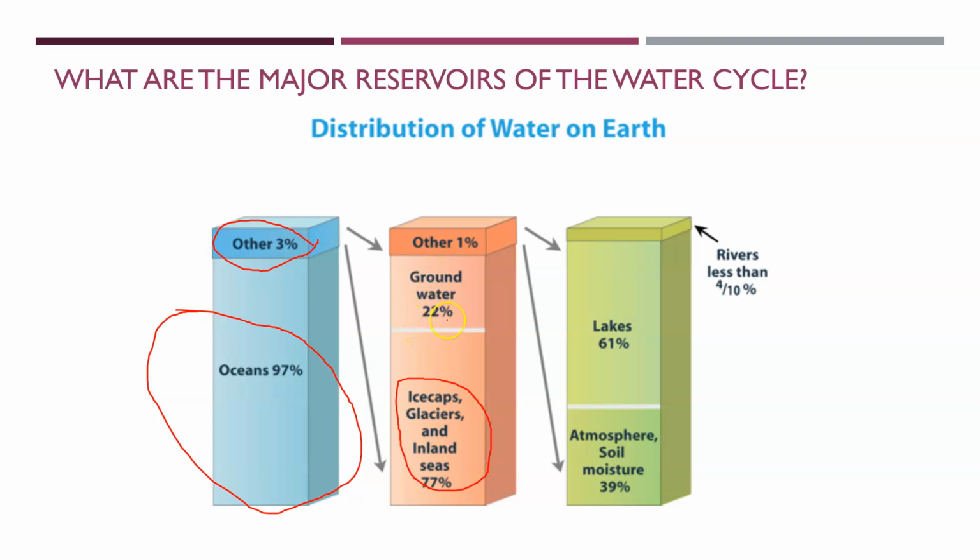The ocean is a significantly bigger reservoir than those ice caps. Some of it is also groundwater, and then the leftover is our atmosphere, soil moisture, and our lakes, and then a very small percentage in our rivers.